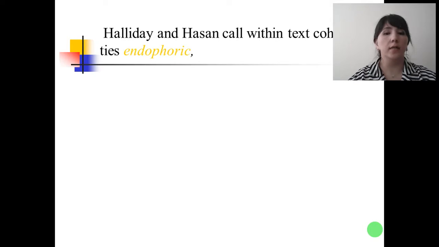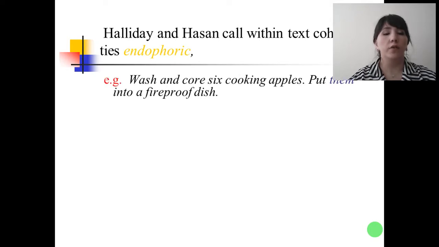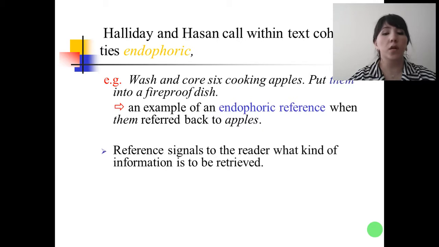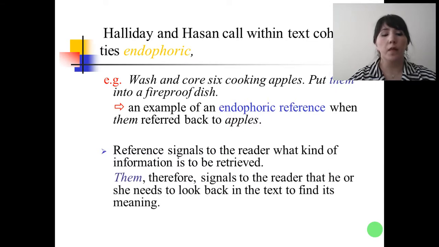Halliday and Hasan call within-text cohesive ties anaphoric. For example, wash and core six cooking apples. Put them into a fireproof dish. This is an example of anaphoric reference, where "them" refers back to apples. A reference signals to the reader what kind of information is to be retrieved. "Them" therefore signals to the reader that he or she needs to look back in the text to find its meaning.